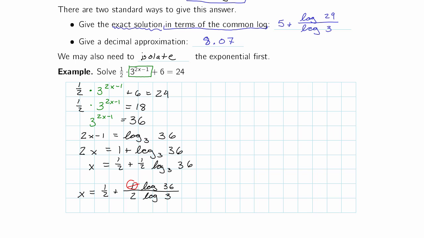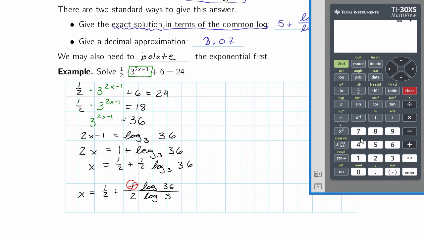Or if we wanted to get a decimal approximation, we could throw that into the calculator. We have a half plus log 36 over 2 log 3, and we get that that's about 2.131. And we can check that by plugging it in.